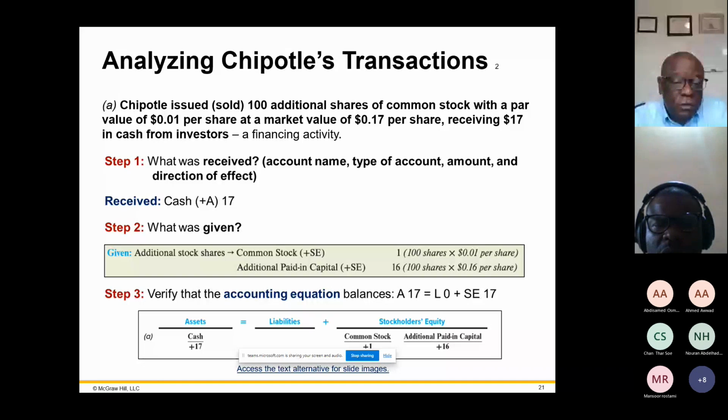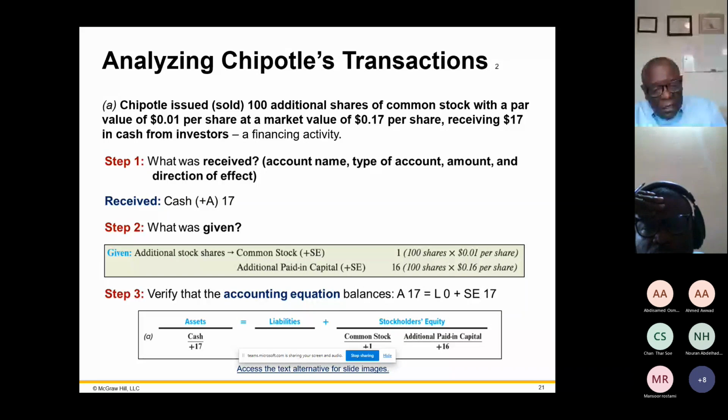So what was received in this case was cash, and the cash that was received was $17. Cash is an asset. So now we have cash, $17, an asset. You can look at the down part of this. Cash is an asset, $17 has been received. Nothing was received on liabilities. But then the par value of 0.01 in the books, for 100 shares, will be just $1. Out of the $17, what is left is $16. So the $16 goes to additional paid-in capital. If you add this, 16 plus 1 gives us $17. Any question for this example? Anybody has a question? No? Okay.